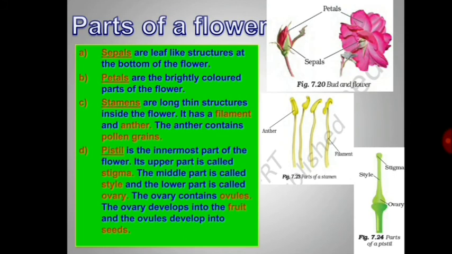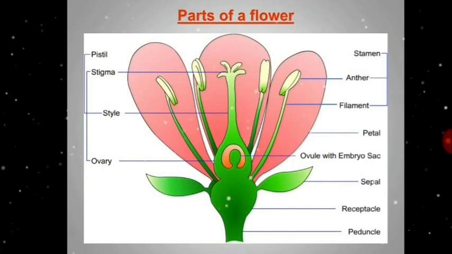The fourth important part is pistil. Pistil is the innermost part of the flower, and its upper part is called stigma, and the middle part is called style, and the lower swollen part is called ovary, and this ovary contains ovules, and this ovule develops into seeds, and the whole ovary will develop into fruits. So these are the parts of a flower.